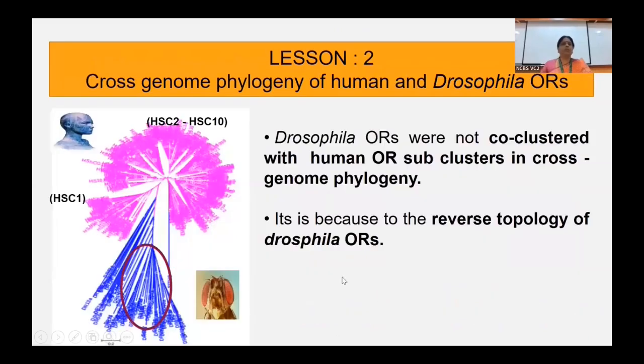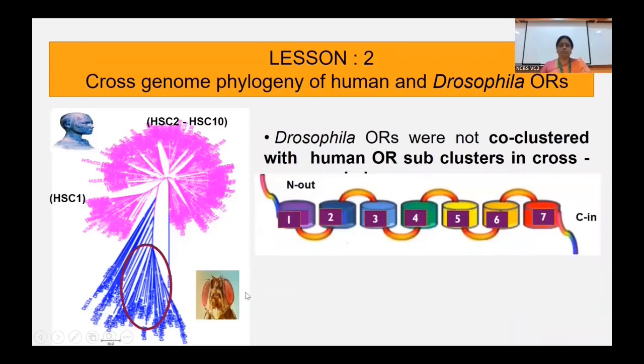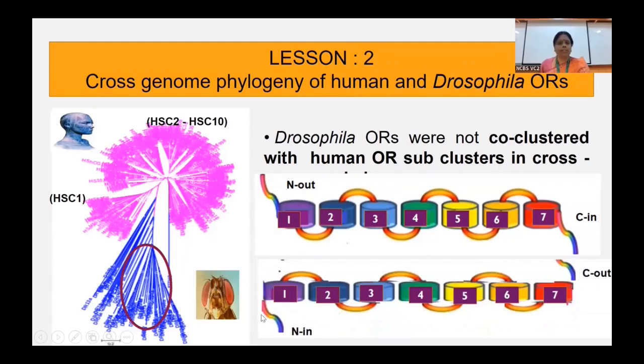In lesson 2, we wanted to perform cross-genome phylogenetic analysis of human olfactory receptors with candidates from Drosophila olfactory receptors. In this cross-genome phylogeny, Drosophila olfactory receptors are not co-clustered with human olfactory receptors. It is due to the reverse topology of the Drosophila olfactory receptors. As I mentioned, the topology makes the difference. N out and C in topology is retained in the human olfactory receptor, whereas N in C out topology is from the Drosophila olfactory receptor. That's how they are not co-clustering with each other.